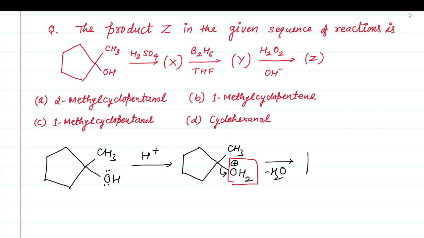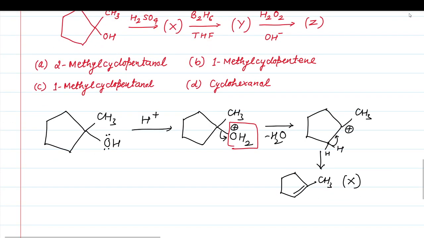So we will get this carbocation as the reaction intermediate. Now this carbocation will provide the driving force for the formation of alkene. So the actual product formed is alkene. That means X is this one. This one is the X.